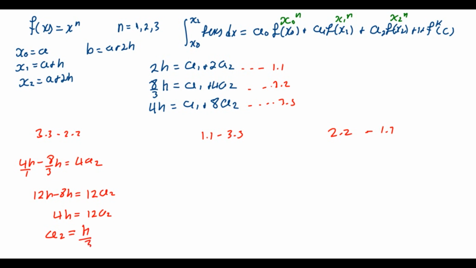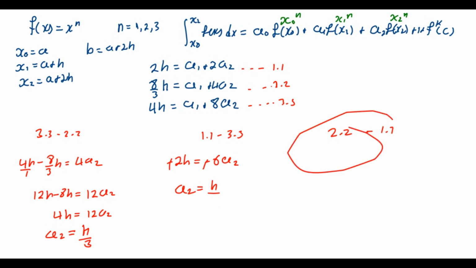So it's going to be h over 3. Similarly, if I choose 1.1 minus 3.3, so if I subtract this one minus this one, that's going to be negative 2h is equal to this one minus this one is a 0, obviously. Then this one minus this one, what is it going to be? It's minus 6a sub 2. Divide both sides by 6, and the negative of course goes. You have a sub 2 is equal to 2 divided by 6, which is 1 over 3. You have h over 3, which is the same as this one. In a similar way, that's the same thing you're going to get here. So one thing we find is that our a sub 2 is equal to h over 3.